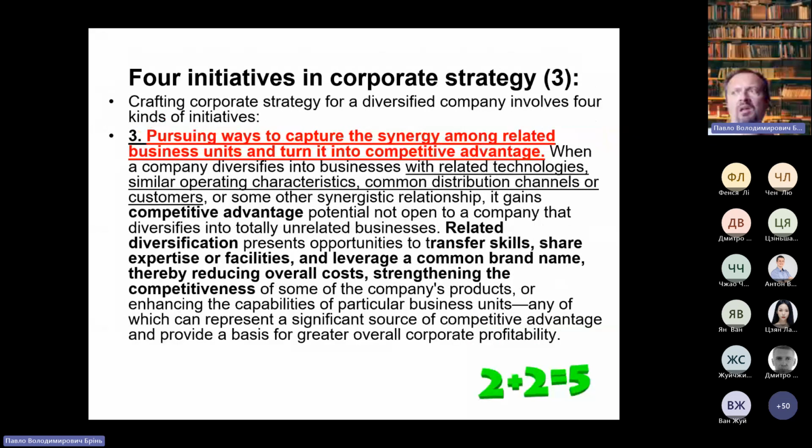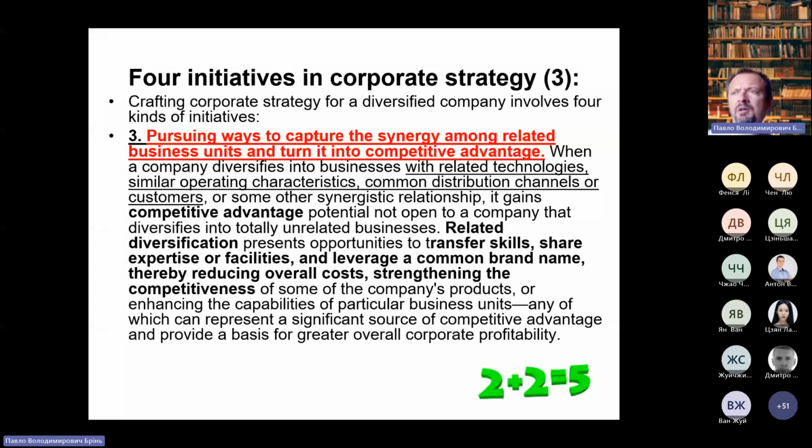Then, sometimes it is possible to use the synergy effect. This is the rule 2 + 2 = 5. It is not a mistake. It is impossible in mathematics, but it is possible in economics. How? Okay, I will give you just an example.